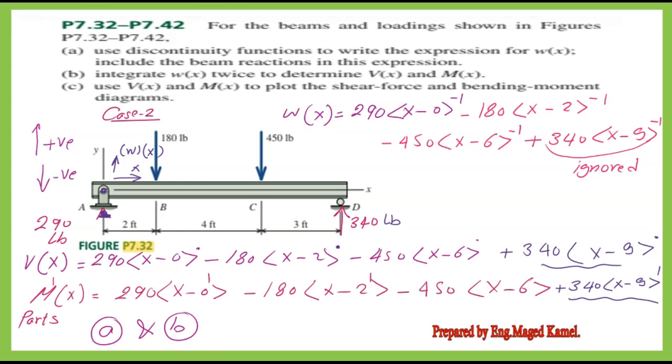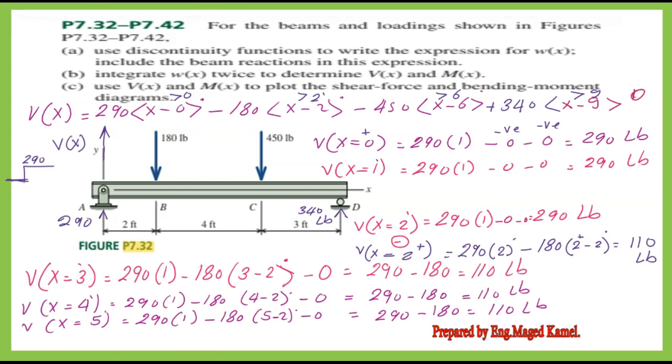Again, integrate to get the value of M of x. M of x equals 290 multiplied by (x minus 0) raised to the power of 1, minus 180 multiplied by (x minus 2) raised to the power of 1, minus 450 multiplied by (x minus 6) raised to the power of 1, plus 340 multiplied by (x minus 9) raised to the power of 1. Then parts A and B were completed.